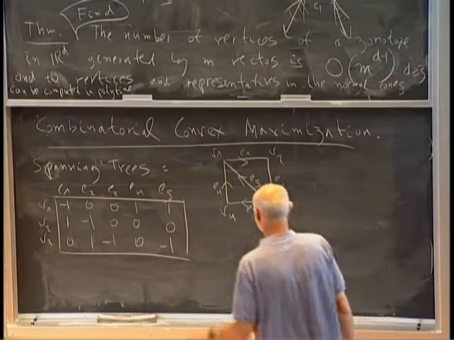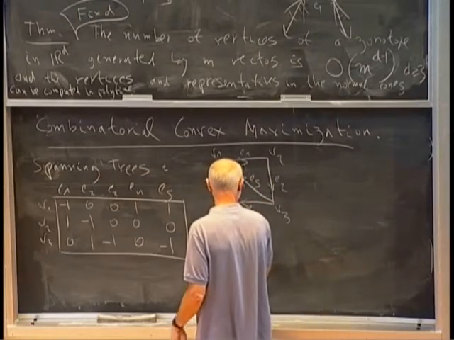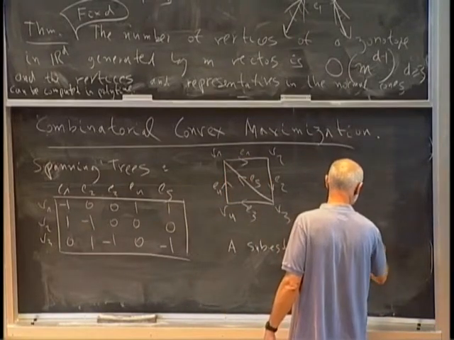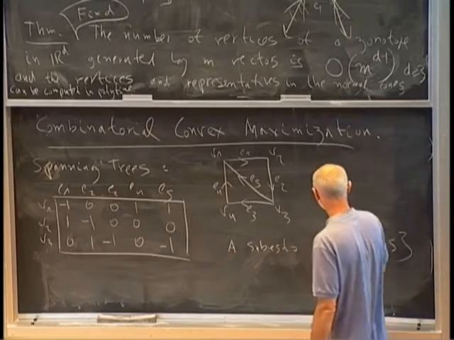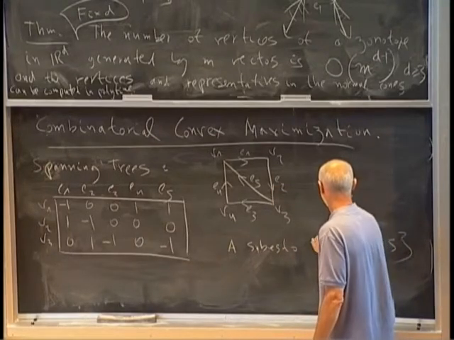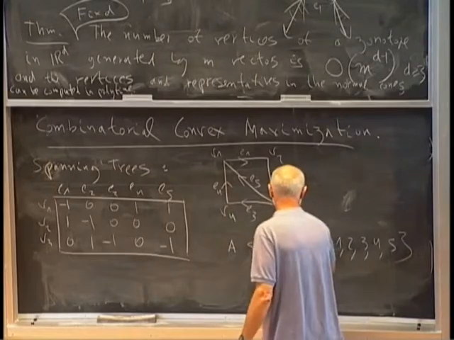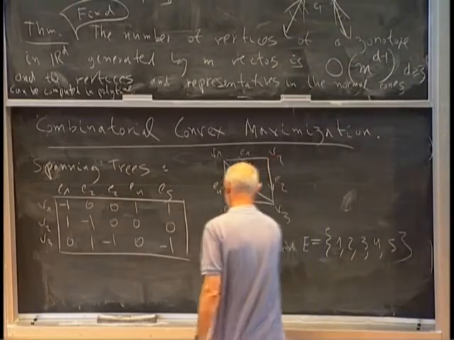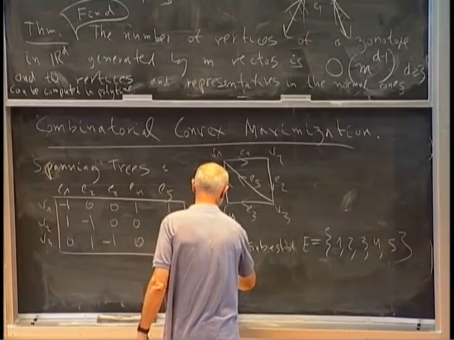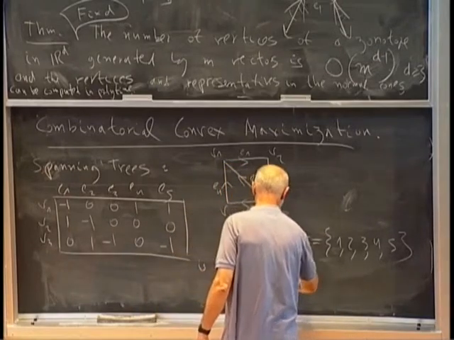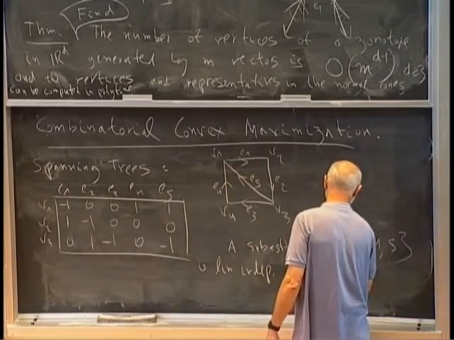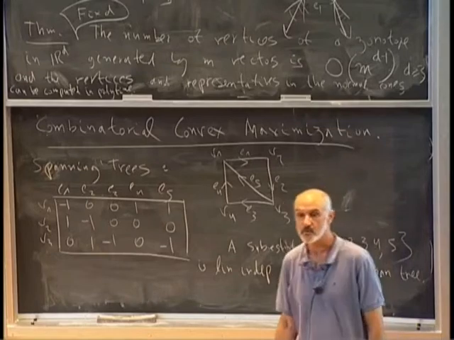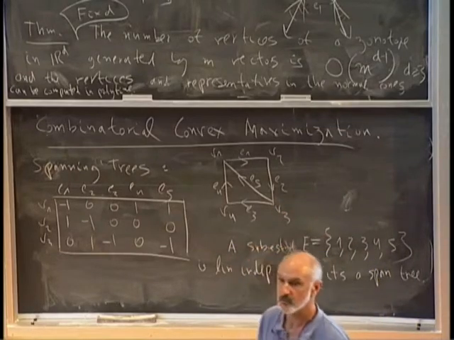And now look at subsets. A subset of the index set of the columns, which is the same as the edge set of the graph, is linearly independent if and only if it's a spanning tree. So, do you know this? Have you seen this?